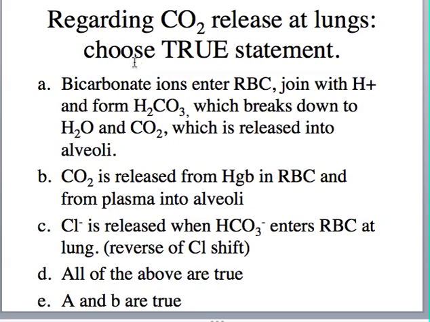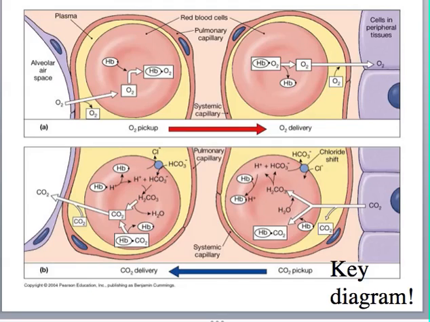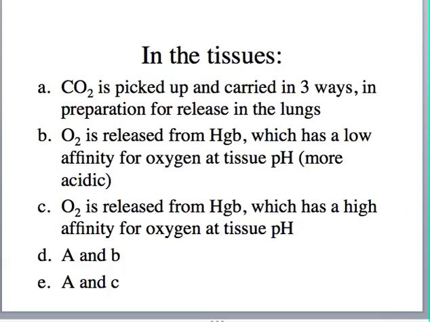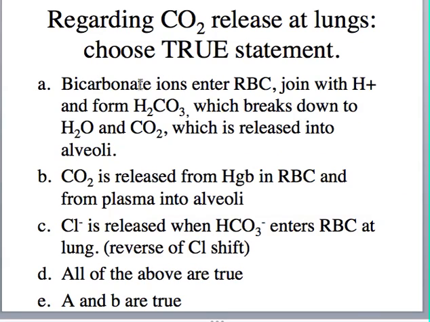All right, let's look at this question regarding CO2 release at the lungs. Let's choose the true statement. Just for fun, you might want to go back and look at CO2 release at the lungs. This is going to be this picture, looking at the reactions that we just looked at. Bicarbonates enter the red cell, join with H+, form H2CO3, which breaks down to water and CO2, and the CO2 is then released into the alveoli.